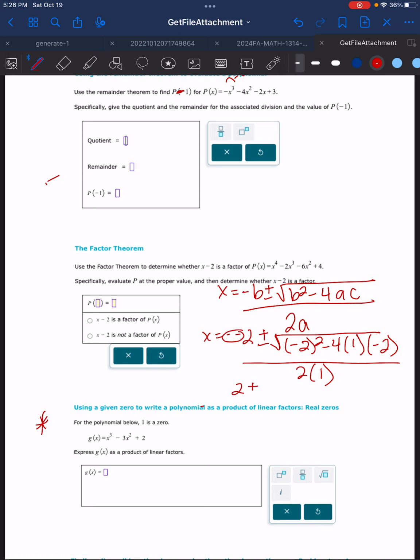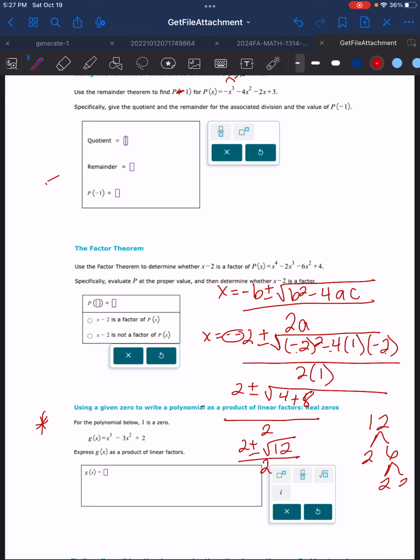A negative and a negative makes a positive. Negative 2 squared is 4. Minus 4 times negative 2, which is positive 8. All over 2. I'm just going to simplify some more. Now I'm going to simplify that square root of 12. 2 and 6, 2 and 3. Y'all remember this from class. Got my homegirl out of jail. She can come out. So 2 plus or minus 2 square root of 3 all over 2.